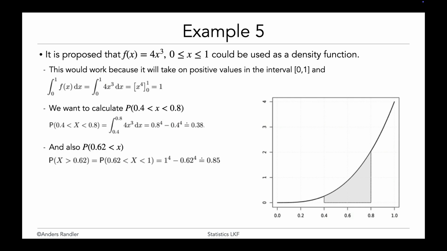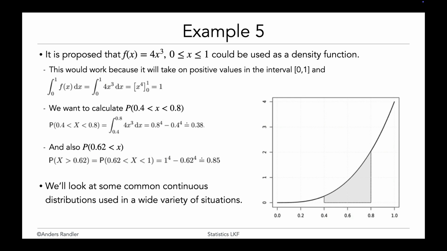And what's the probability that x will be greater than 0.62? Thinking about it, when we know that x will always be between 0 and 1, this means that x has to be between 0.62 and 1. So once again, we can use this integral and calculate and get the value.